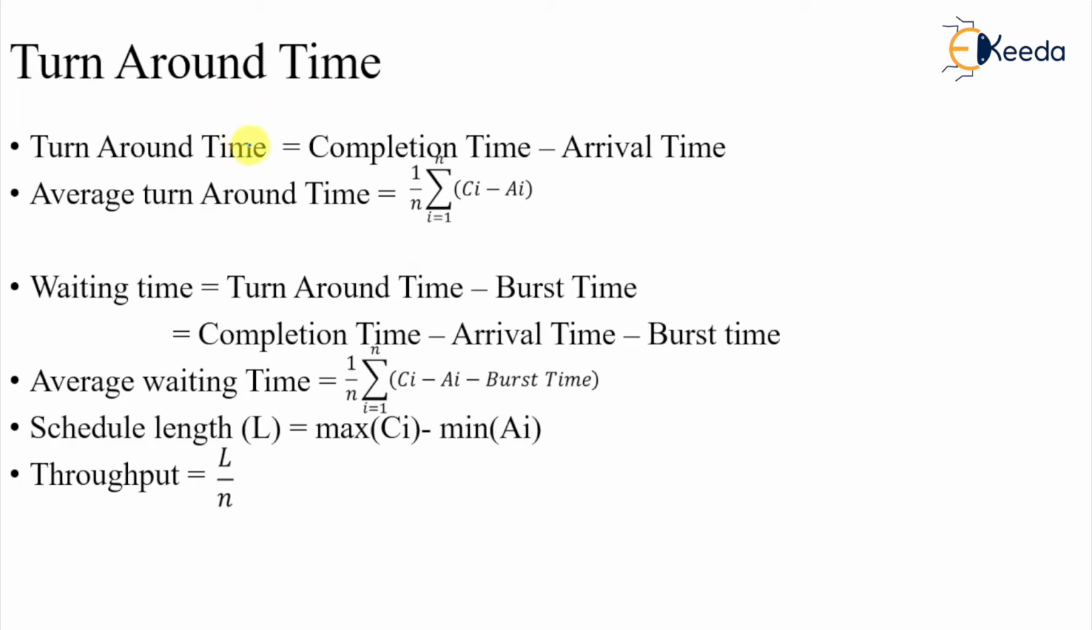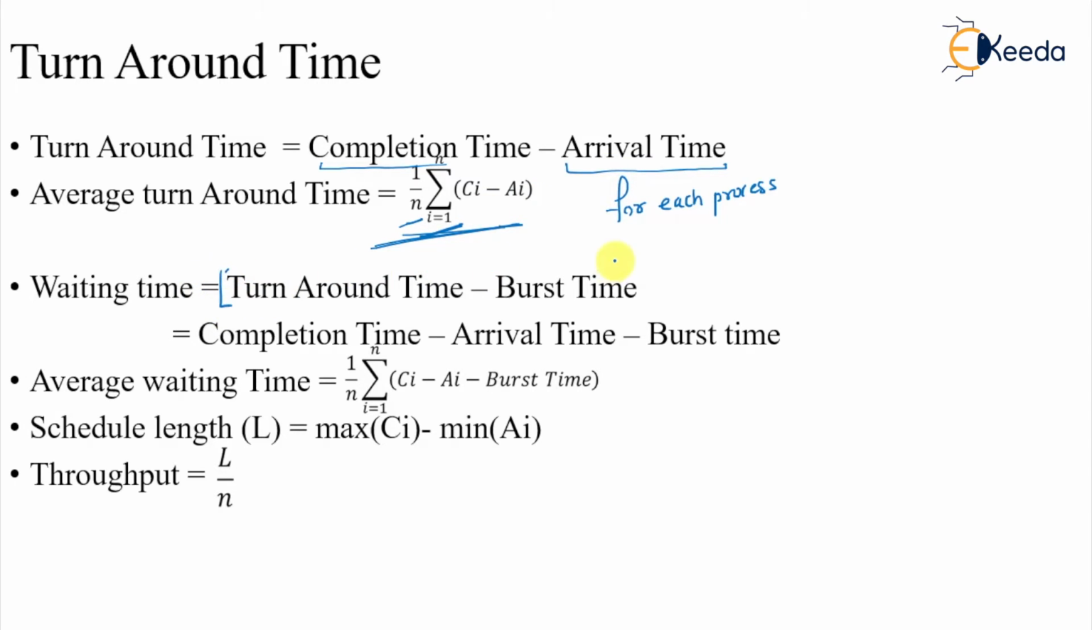Now, turnaround time is what we have already seen: completion time minus arrival time. And if you want to get the average, just do this computation for each process, add it up, summation, and then finally multiply by 1 over n.